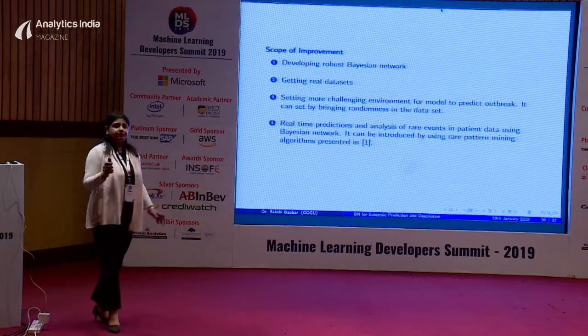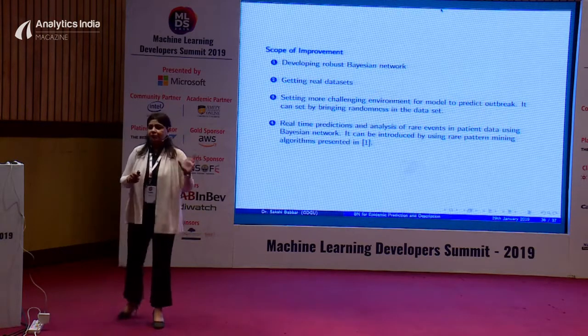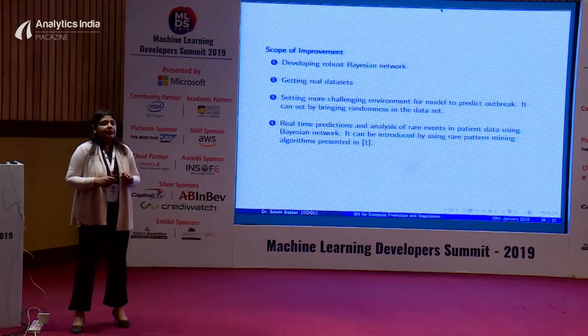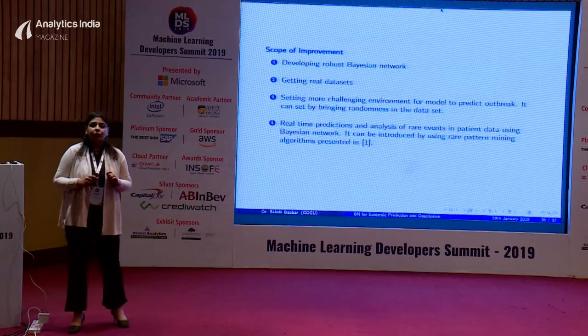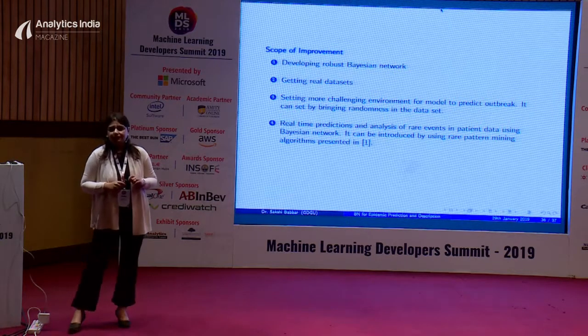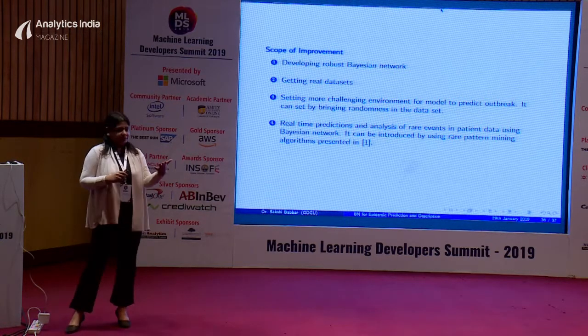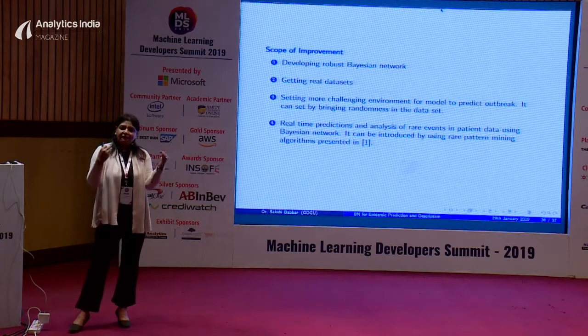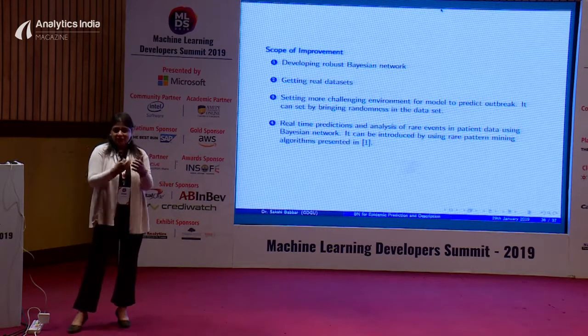Now, this is all about the methodology which was being used to detect the epidemic. But this model has a lot of scope for improvement. The first one is, of course, getting a robust Bayesian network, which you can learn from real data sets. If the hospitals can support in getting the real data sets, we can have a more robust probabilistic environment and, of course, the most robust causal structure.